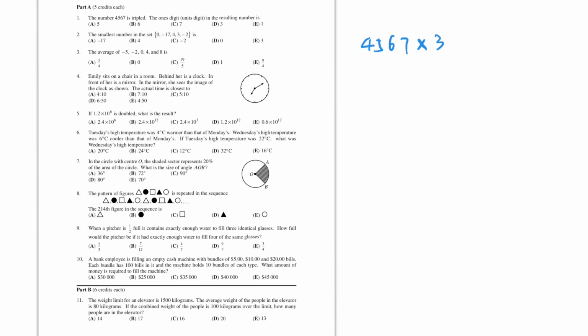Tripled, that means times 3. Ones digit, just use the 3 times 7. That's the 21. So the ones digit is the 1. That would be the answer E.